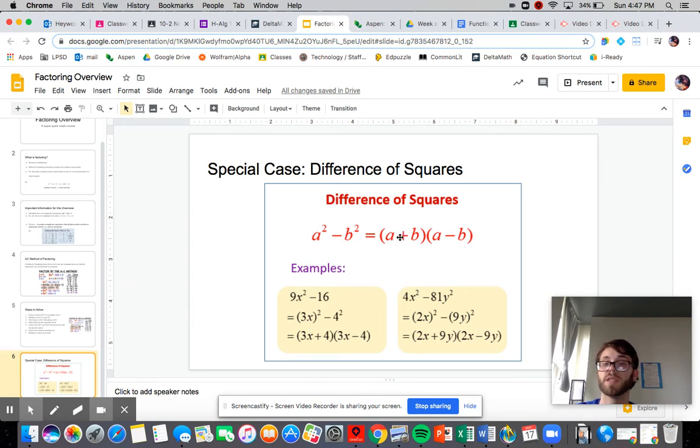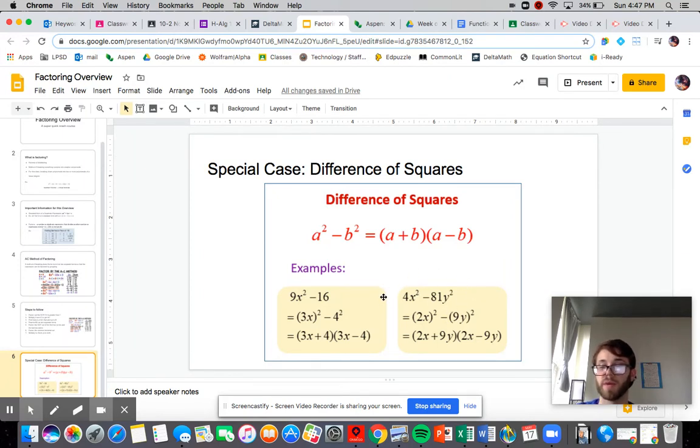So then, because a is 3x and b is 4, you can just quickly write it as 3x plus 4, 3x minus 4. Really, all you're doing is taking the square root of each of these and putting them into this kind of little template to help you out. So here's a little bit more complicated one.